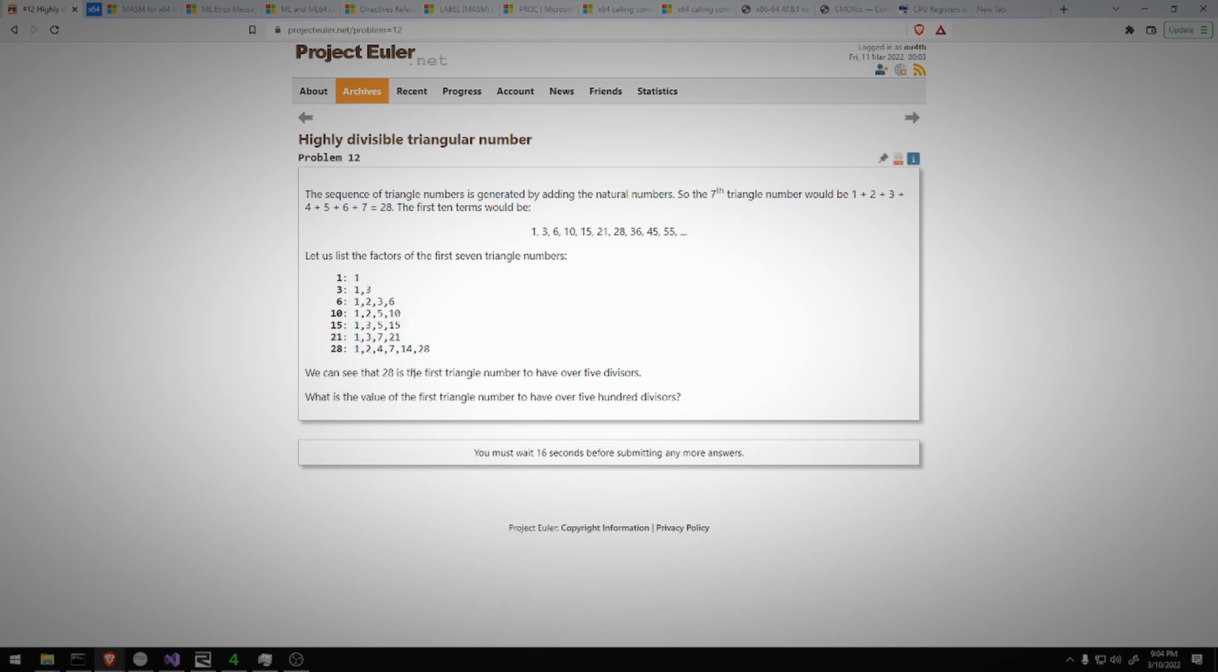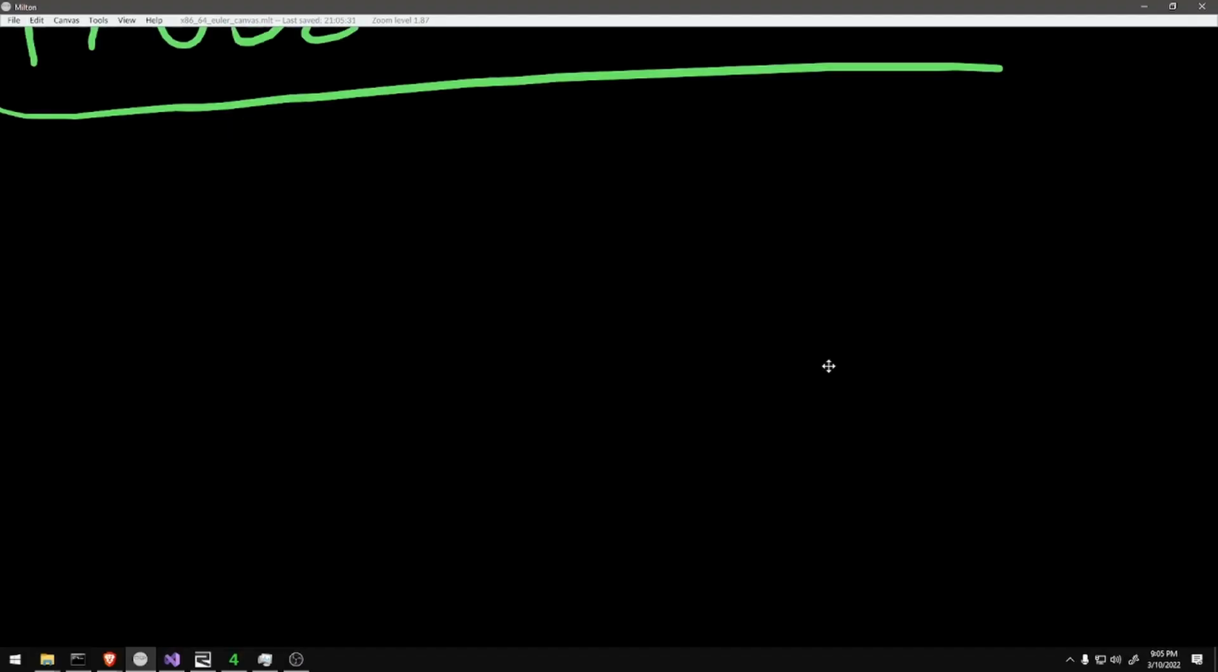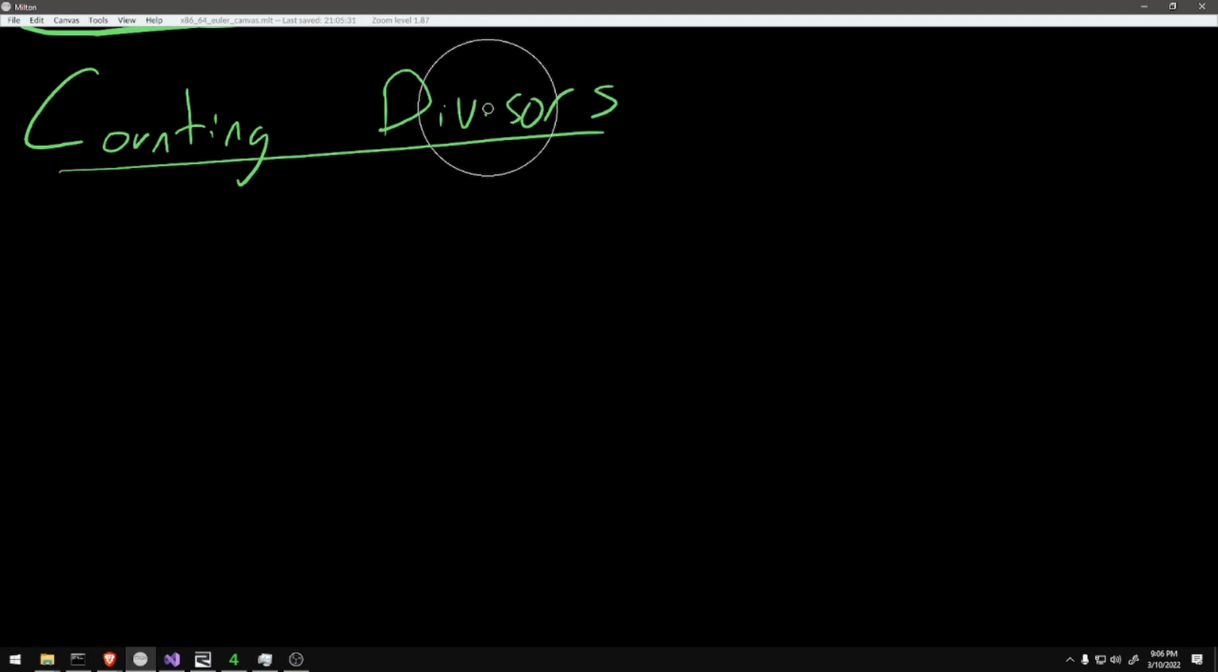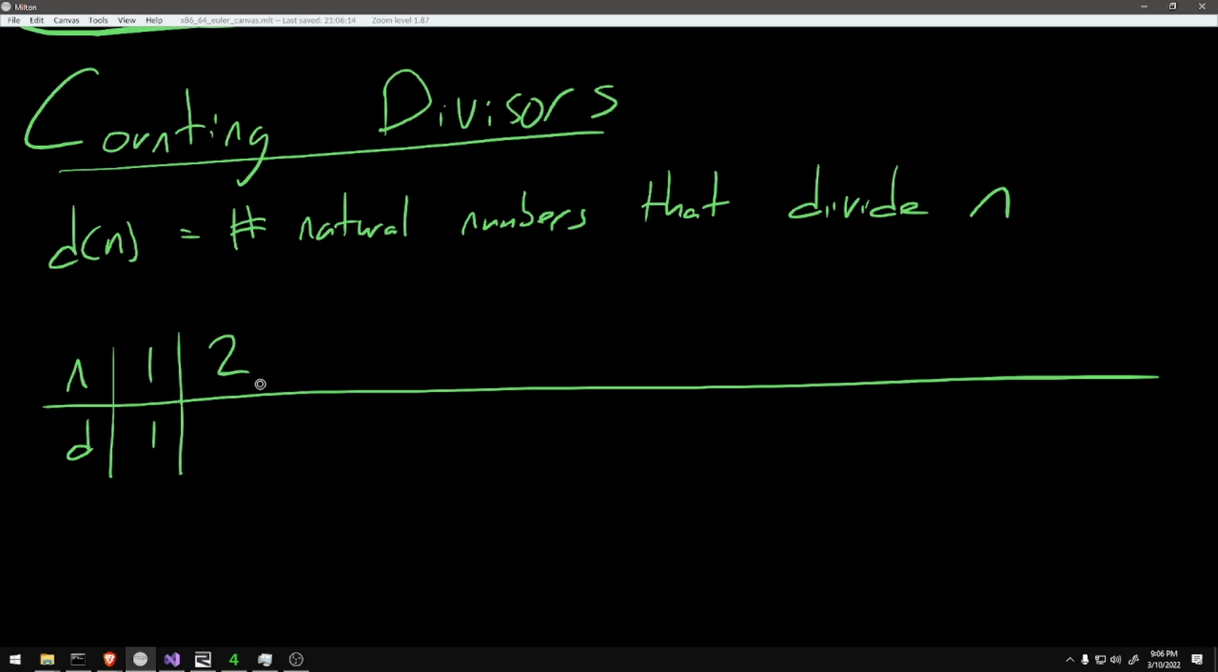Yes, we can see that 28 is the first triangle number to have over 5 divisors. Yes, 28 has 6 divisors. What is the value of the first triangle number to have over 500 divisors? So to solve this problem, I need to figure out how to compute the number of divisors for any given n, where n is a positive integer, right?